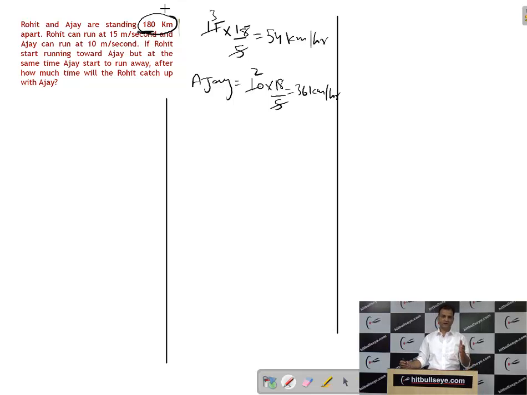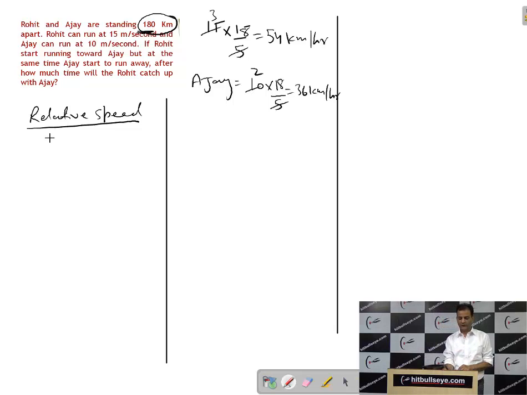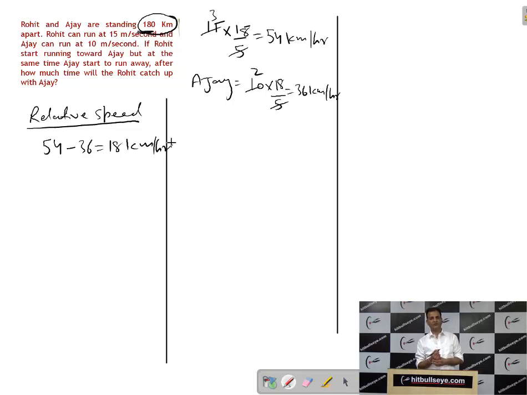Now when Rohit is chasing Ajay, that means both bodies are moving in the same direction. Relative speed, we have already done. What is the meaning of relative speed? The positive difference of the two speeds. So what is the difference? 54 minus 36, that means 18 kilometer per hour. So the relative speed is 18 kilometer per hour. That means Rohit is gaining 18 kilometer over Ajay in 1 hour.